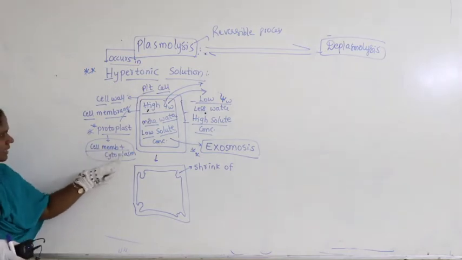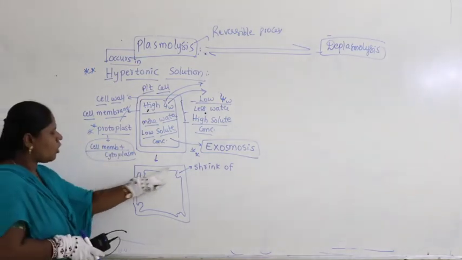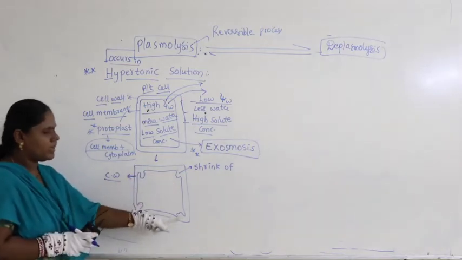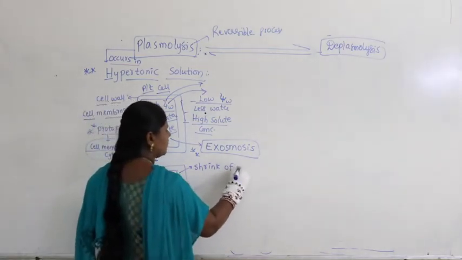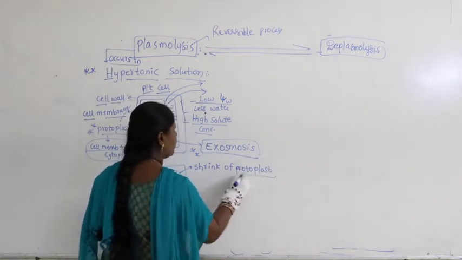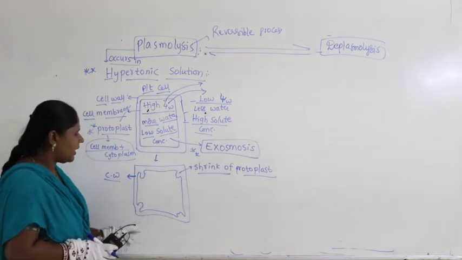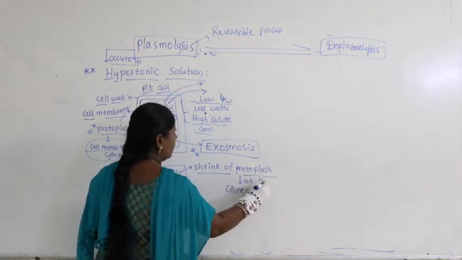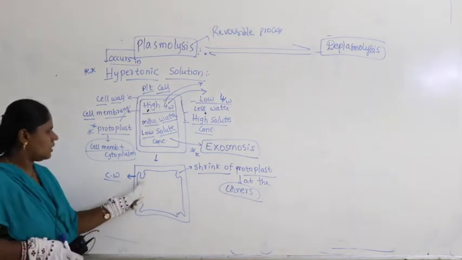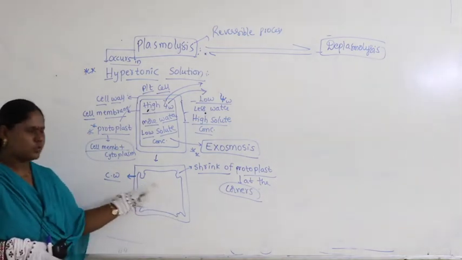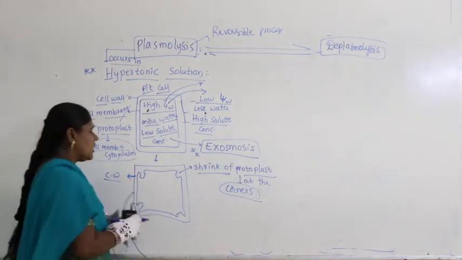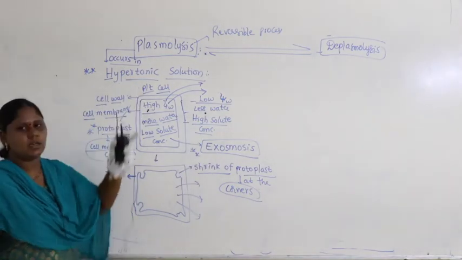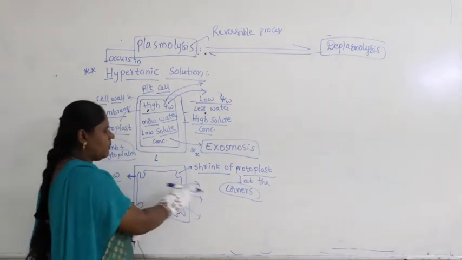So when you take cell membrane plus cytoplasm, here you can see at the corners of the cell, this is the cell wall. At the corners of the cell, shrinking of the protoplast takes place. The protoplast started shrinking at the corners. Can you see this? Yes, shrinking of the protoplast is happening at the corners. Why? Solution keeps going out because of exosmosis, as the cell is in hypertonic solution.